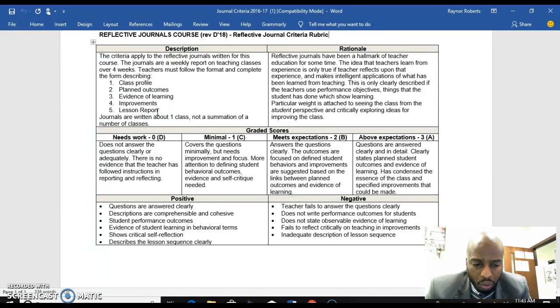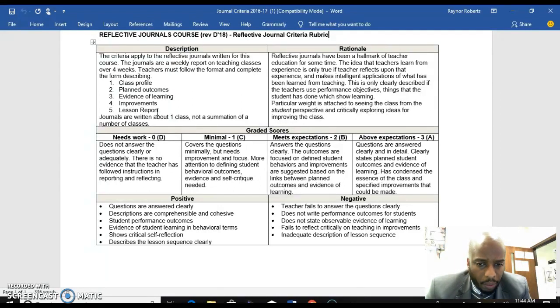Okay. Also, it's important to note that you're not going to write about what you feel, what you think, what you predict. You're going to write about what you know, what you see. These are evidence-based journals. So we want to put all facts. Okay. He has the Rationale of Reflective Journals, a hallmark of teaching education for some time. We talked about this in class. Basically, it's the way that we improve our teaching, the reflection. Okay.